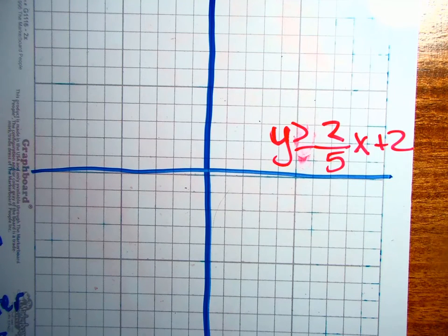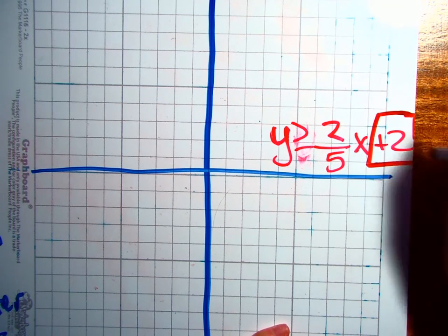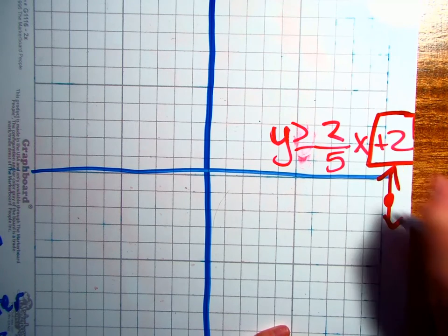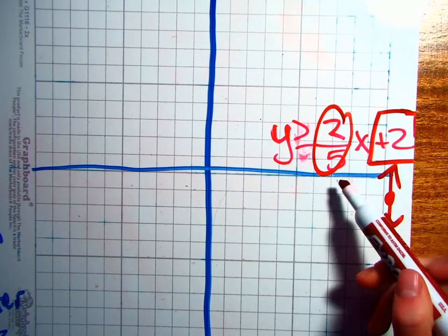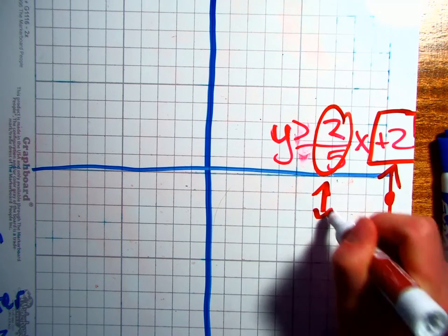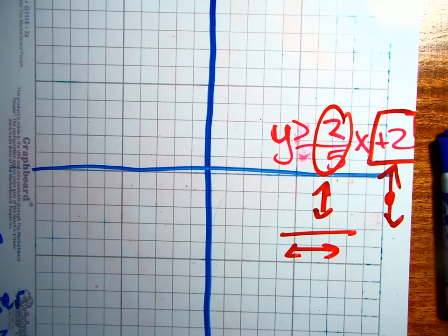Okay, remember when we are graphing a line that this number here at the end is our y-intercept. That is the one that shows up as a dot on the y-axis. Remember that this number next to x is our slope. The top number always tells us how far we go up or down, and the bottom number tells us how far we go left or right.